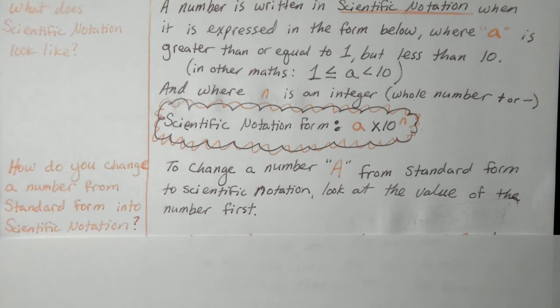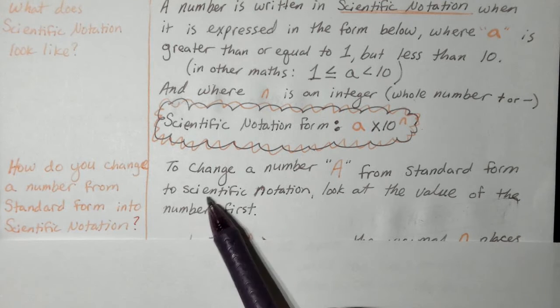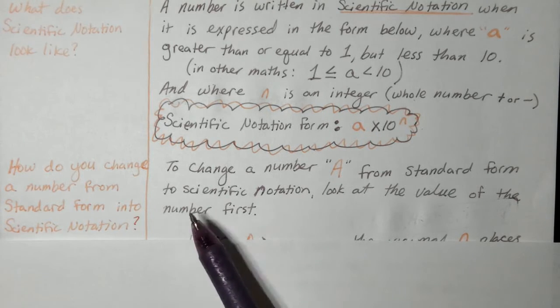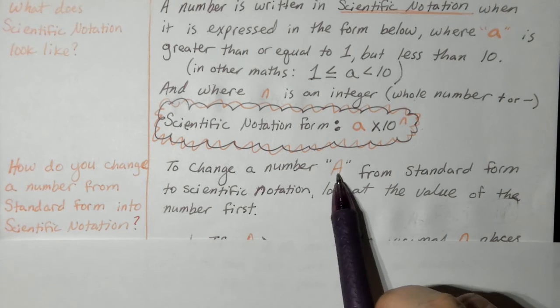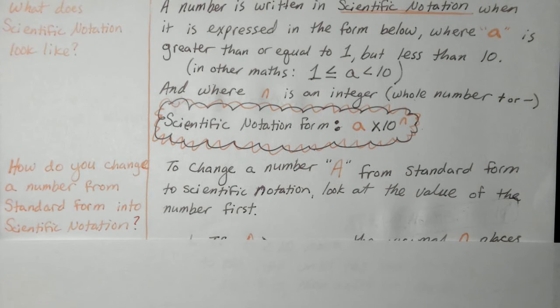So, how do you change a number from standard form into scientific notation? To change a number A from standard form to scientific notation, you look at the value of the number first. So our number A can be any number. It can be 5. It can be 42. It can be 5 bazillion. Bazillion isn't a real number, so ignore I said that. It can be 5 billion. There we go. That's a real number. It can be 3 thousandths. It can be any number you can imagine.